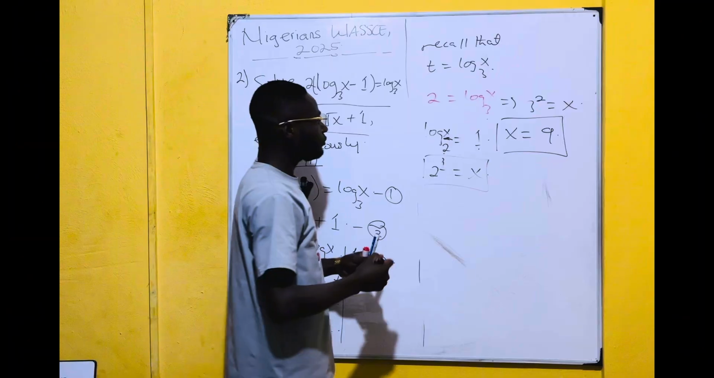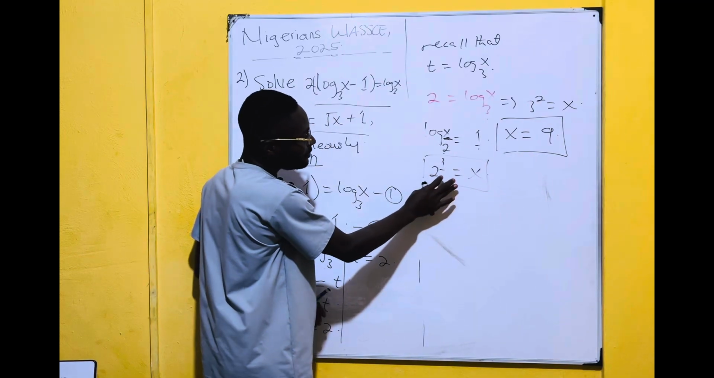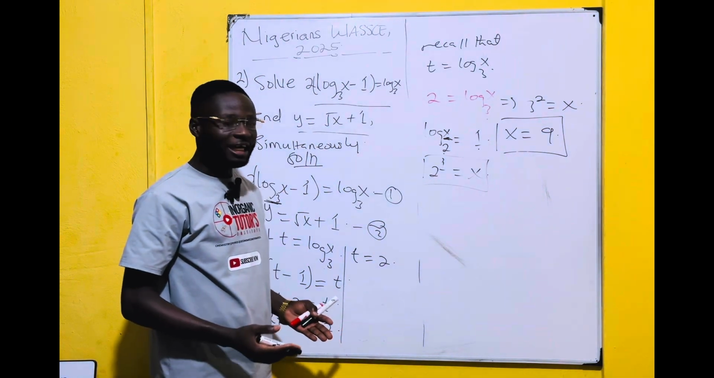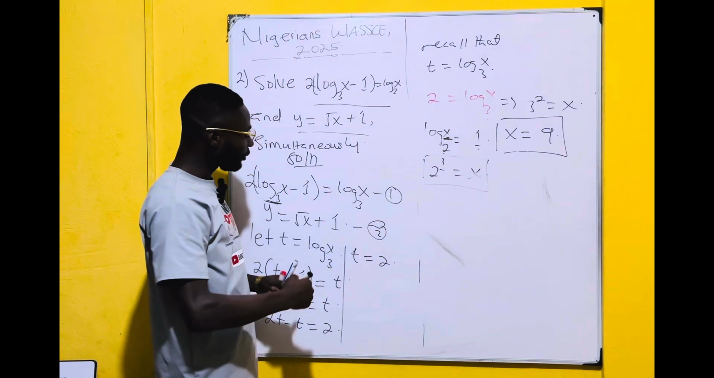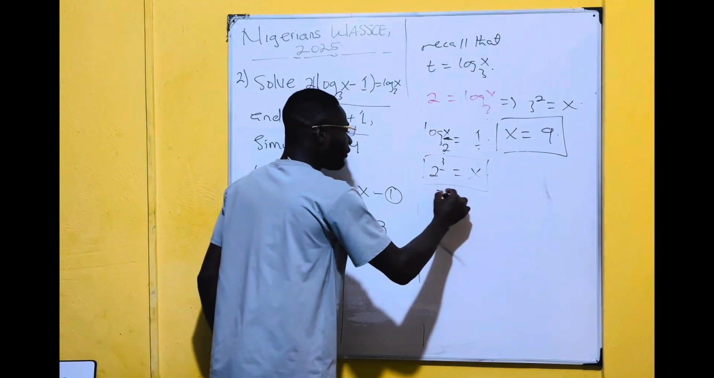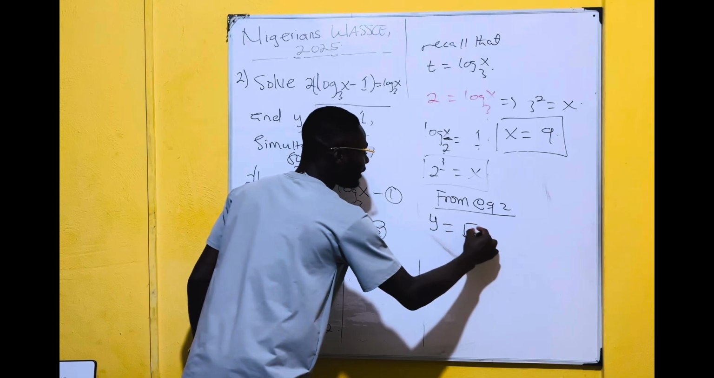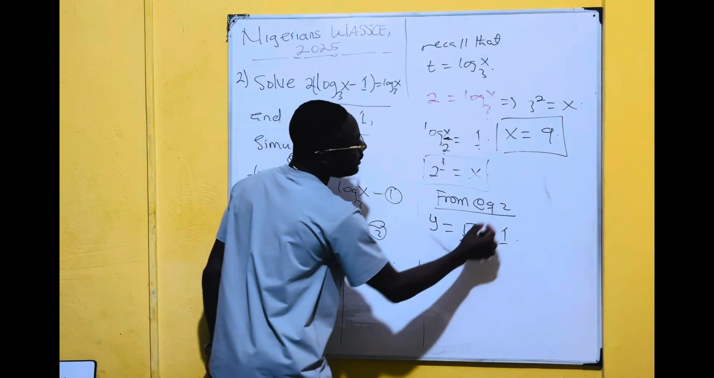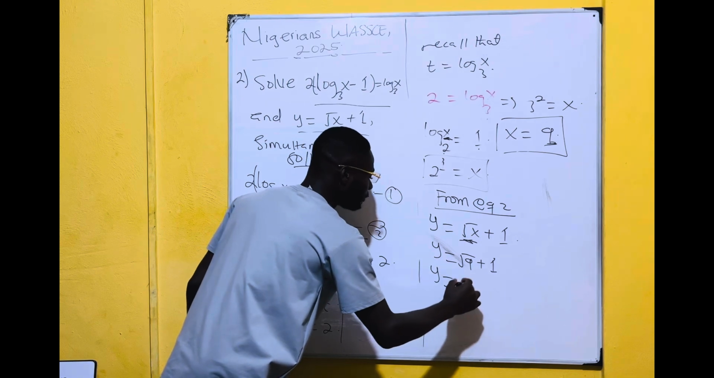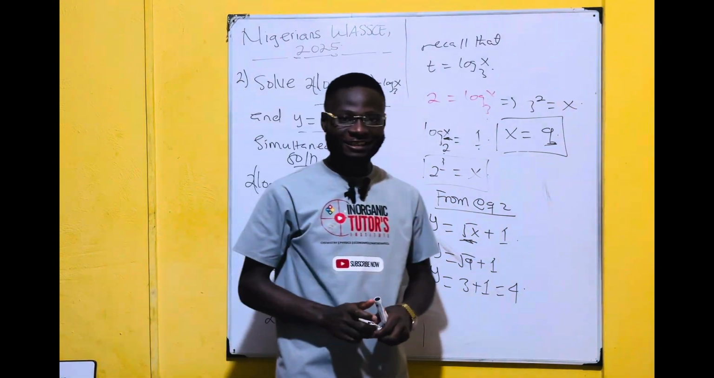So we applied this basic property and we have our x to be 9. Once we have our x to be 9, we can easily find our y, because from equation 2, y is equal to square root of x plus 1. Now our x is 9, so we have y equals square root of 9 plus 1, and that is equal to 3 plus 1, and that is 4. That is so interesting, right?